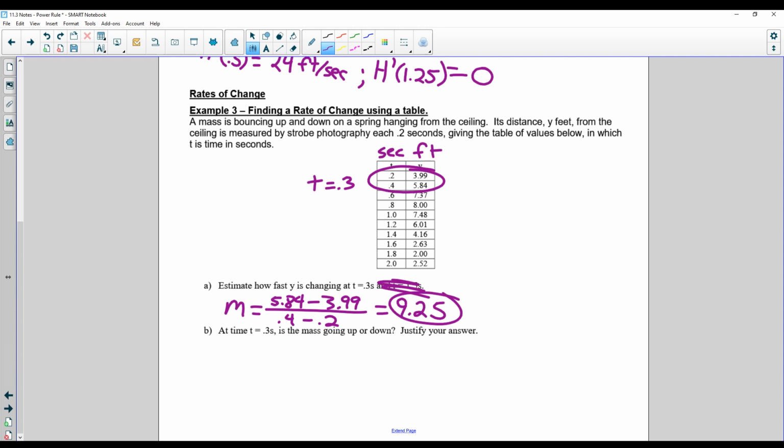And I guess to label this, it was the y's on top, feet, and then seconds on the bottom. I probably should label it feet per second. There we go, shows more understanding there. All right, and let's go to B.